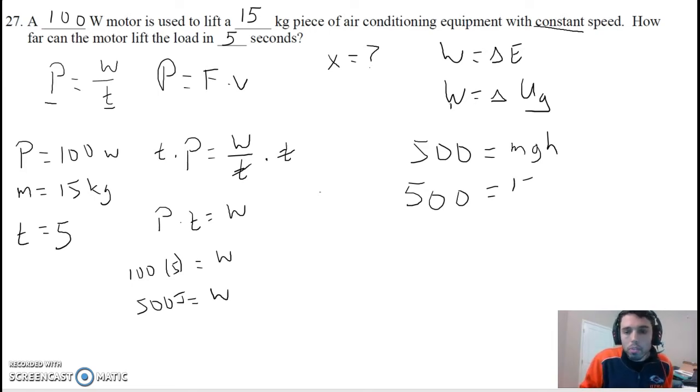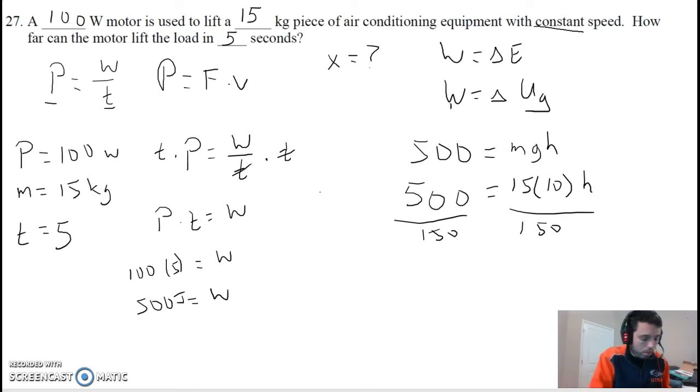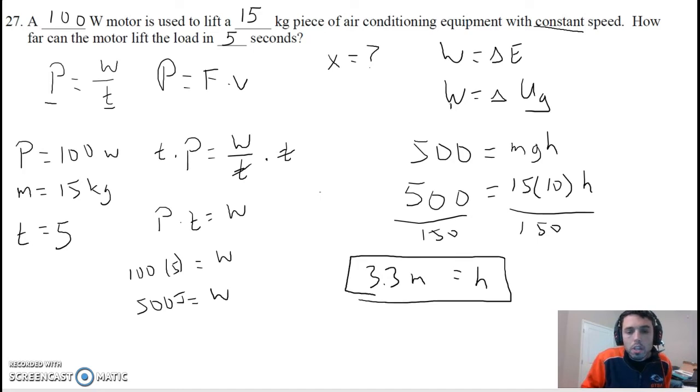So mass was 15, g is 10. That's going to be 150. We're going to divide both sides by 150. 500 over 150 is 3.33333. I'm pretty sure. Yep. So that means that h equals 3.3 meters. So that's how high up the piece of equipment will be lifted.